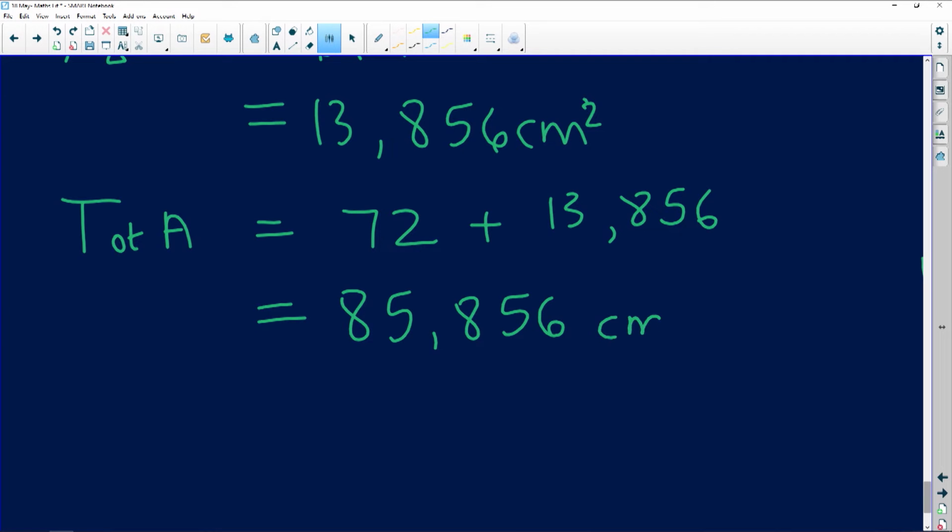85.856 centimeters square. I am going to round that off to 2 decimal places. If I round it off to 2 decimal places, the 6 is going to be affecting this 5 over here. So it is going to be 85.86 centimeter square. That is our total surface area. Don't be nervous. Even in your preparation, make sure you know how to find your total surface area with whatever shapes that we have been given. So I really, really love this question.